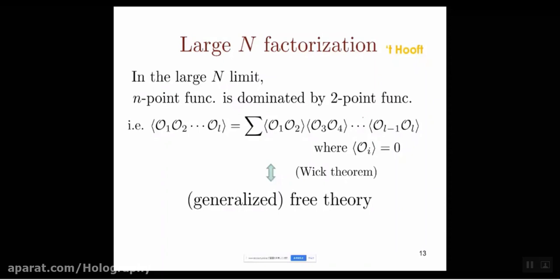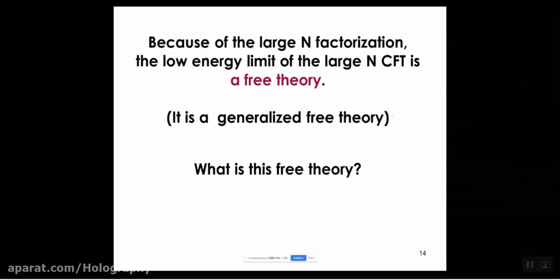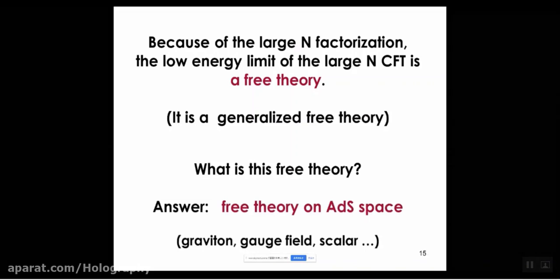Because of large N factorization, the low energy limit of the large N CFT is a free theory, and then we can ask, what is this free theory? Of course, we know the answer now. It's a free theory on AdS space, including graviton, gauge field, and scalar.